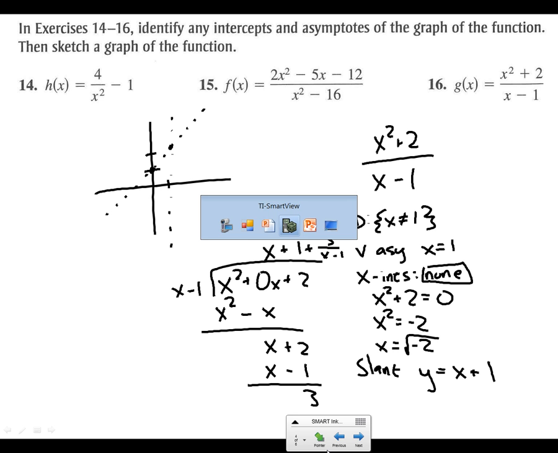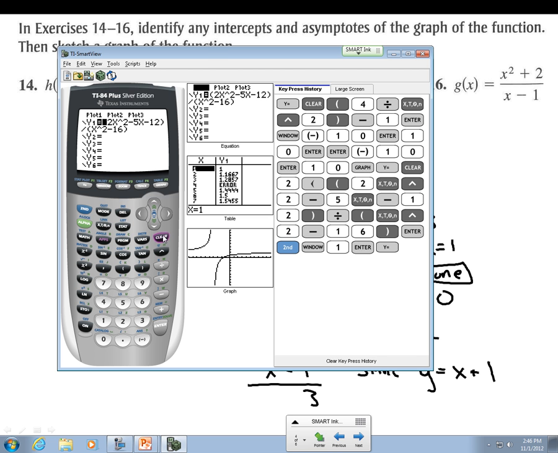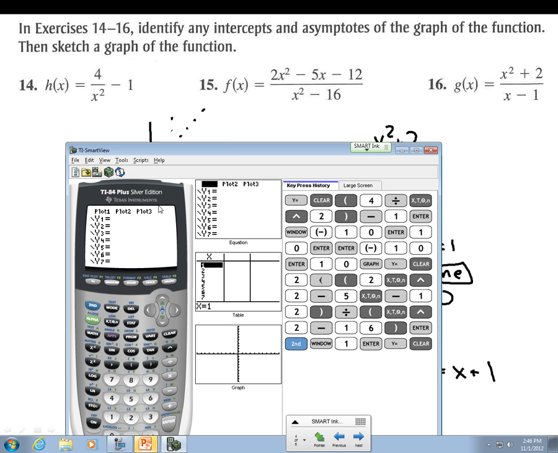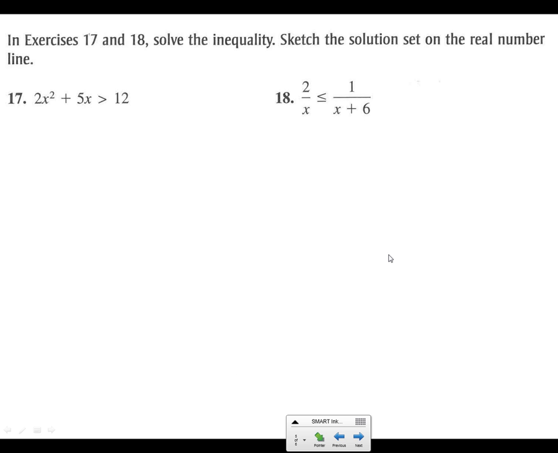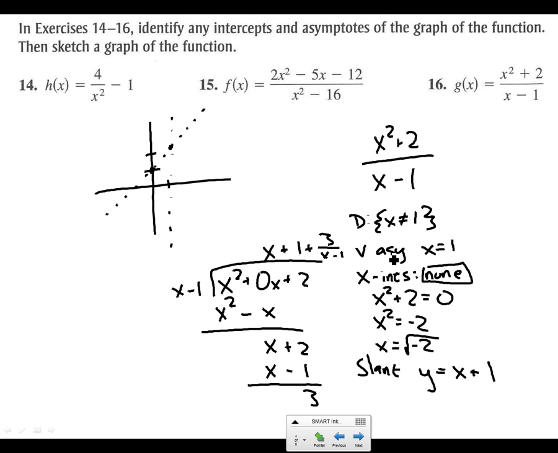So how is this graph going to look? Not sure. Let's go to the graphing calculator and find out. Y equals, in parentheses, x squared plus 2, divided by, in parentheses, x minus 1, and there we have it. So it looks like that, here and here. All right, that's it for 16.